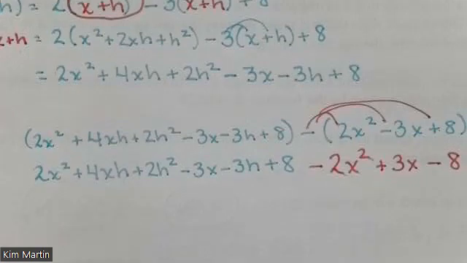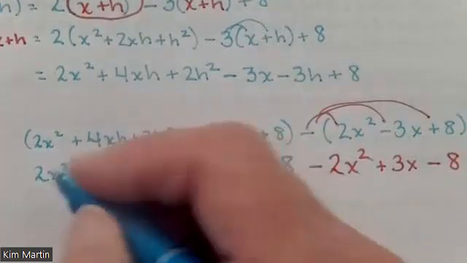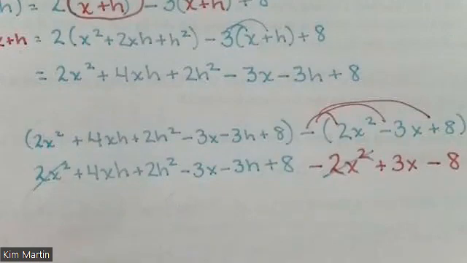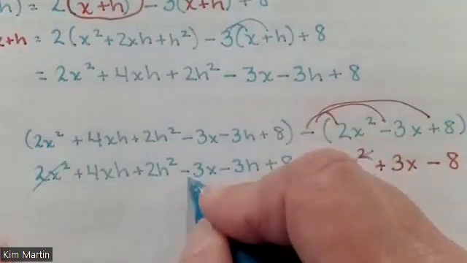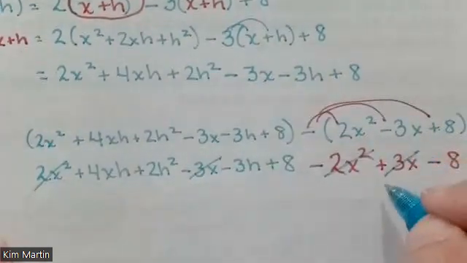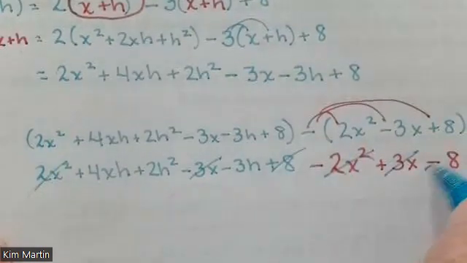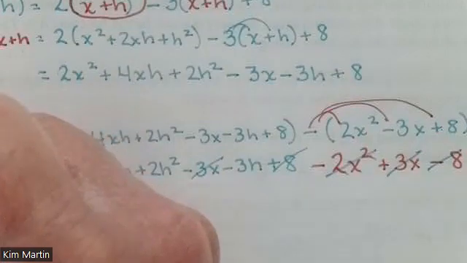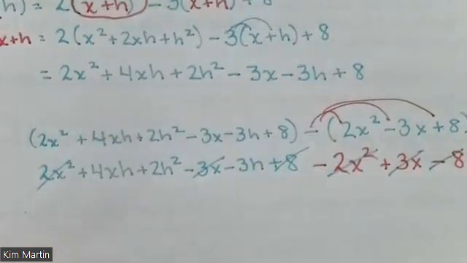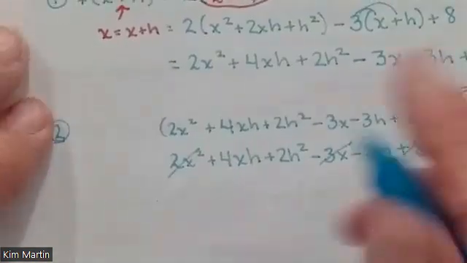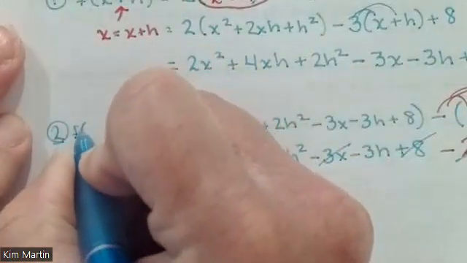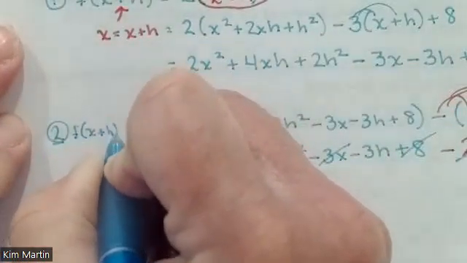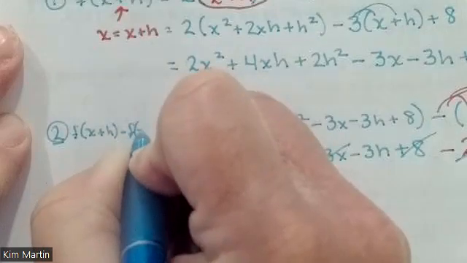What happens to our x squares? They cancel out. I like that. What happens to our 3x? They cancel out. And what happens to our 8s? They cancel out. So now we have this short, and by the way, this was step 2. Step 2 was where we took our f of x plus h, and we subtracted f of x from it.